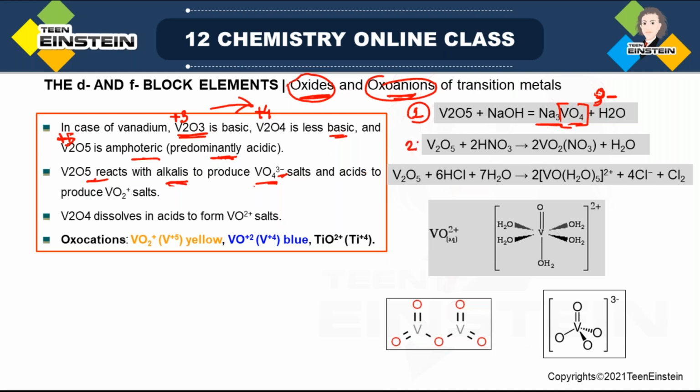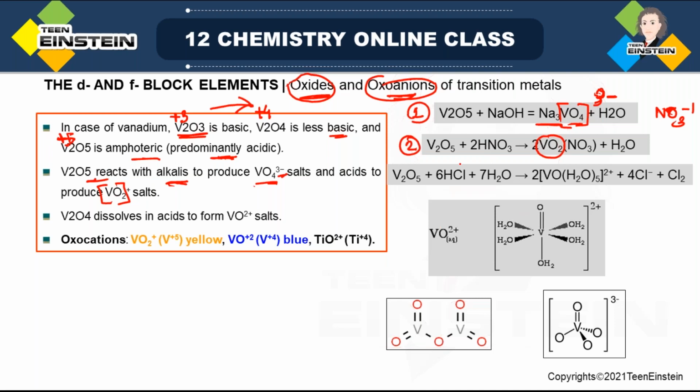And in the second equation, V2O5 is also reacting with acid, HNO3, nitric acid. And now what are we getting? We are getting VO2NO3. Now NO3, we know nitrate, has a single negative charge, -1. That means the positive charge over VO2 will be +1. So here the oxocation that you are getting is VO2 +1. So when it reacts with acid, you are getting the oxocation VO2 plus.